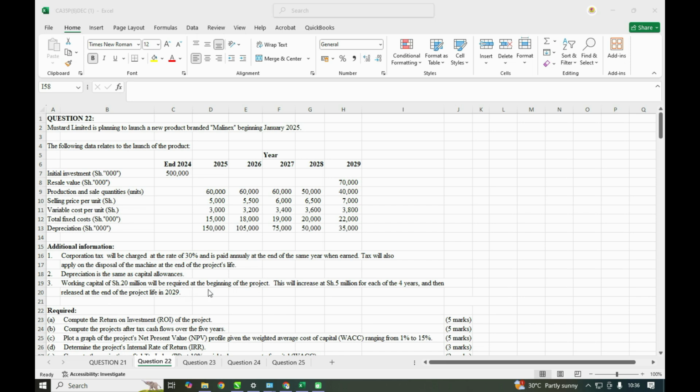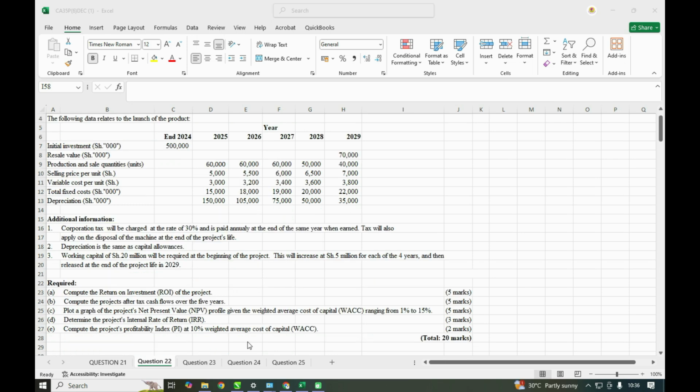Working capital of 20 million will be required at the beginning of the project. This will increase by 5 million for each of the 4 years, and then be released at the end of the project life in 2029. So you are required to compute the return on investment, ROI, of the project, compute the project after-tax cash flow over the 5 years, then plot a graph of the project net present value profile given the weighted average cost of capital ranging from 1% to 15%. Then determine the project's internal rate of return. Then compute the project profitability index at 10% weighted average cost of capital. So that is our question.